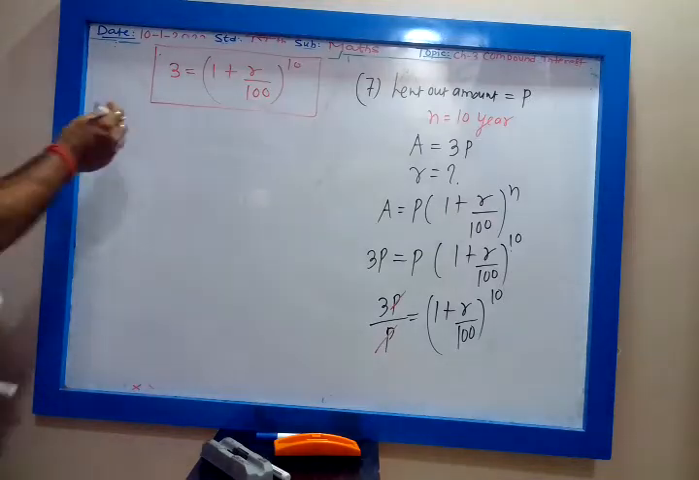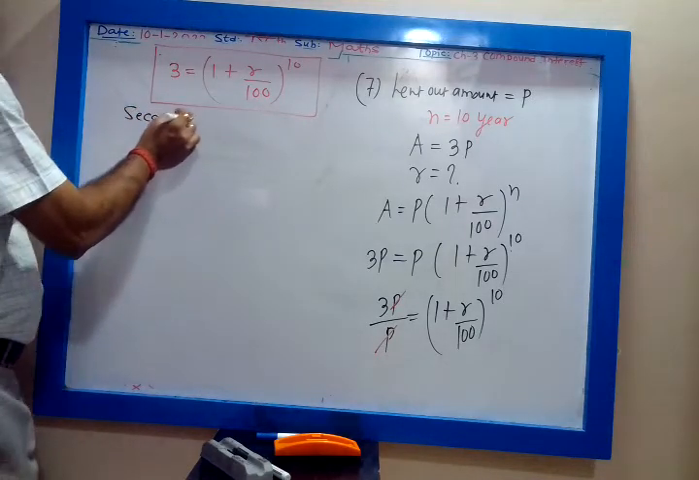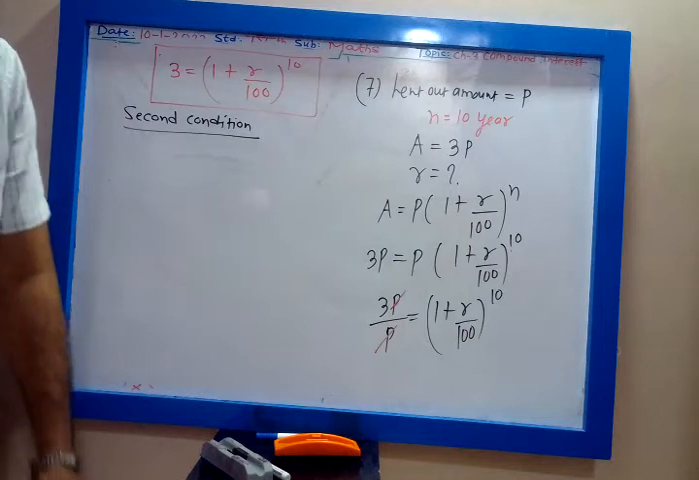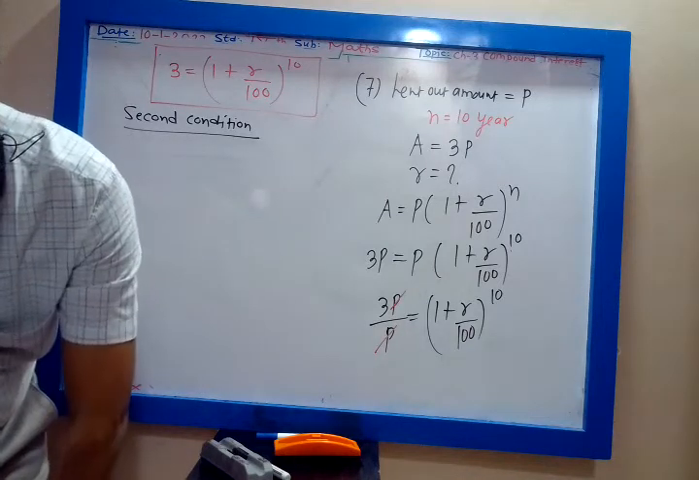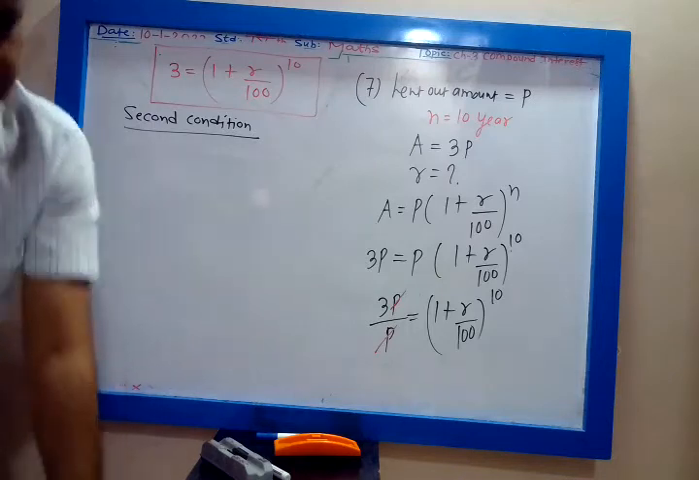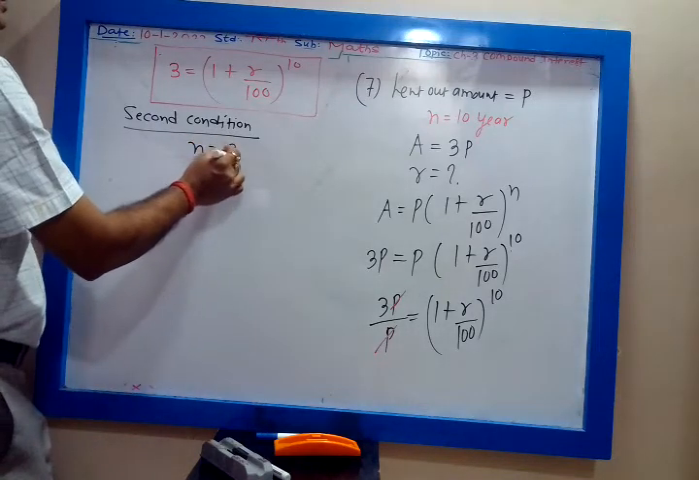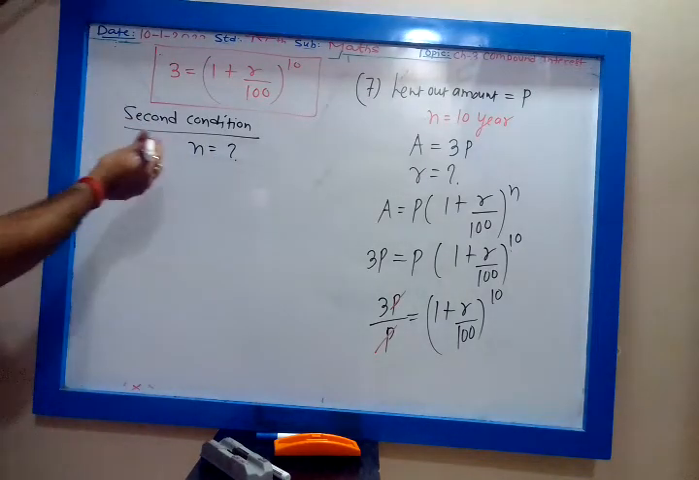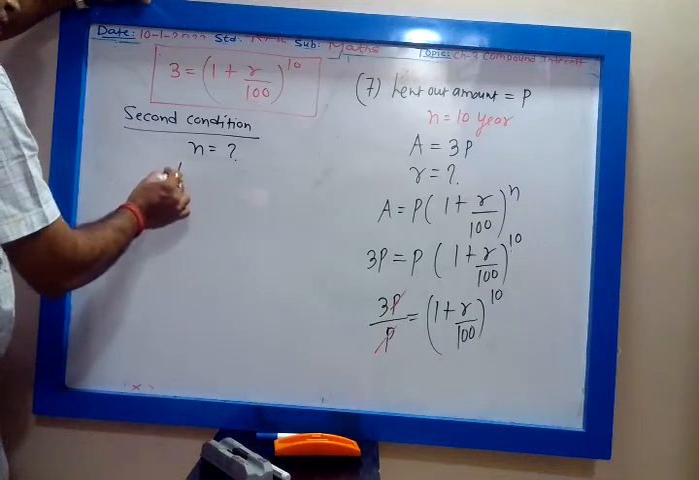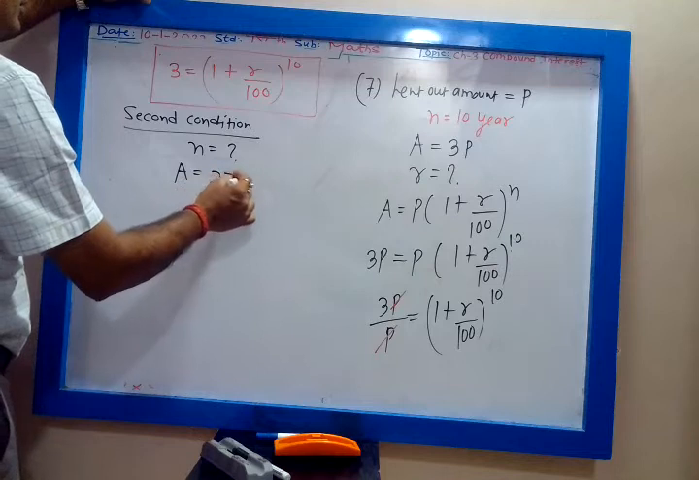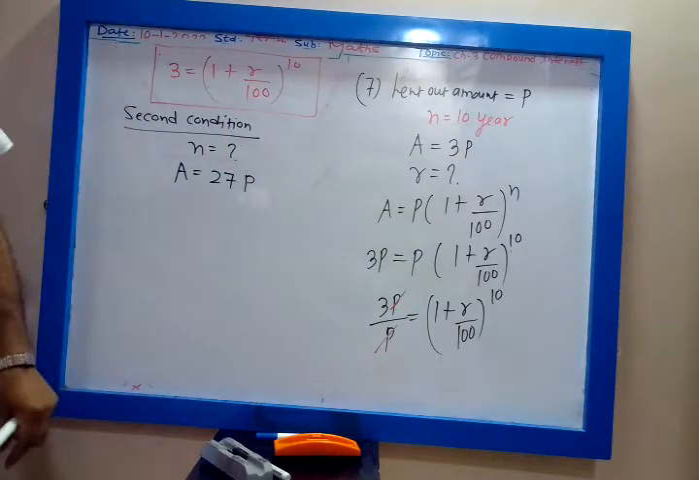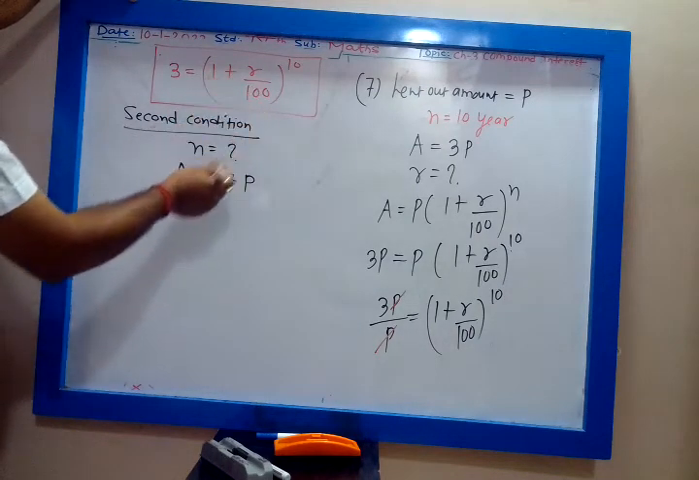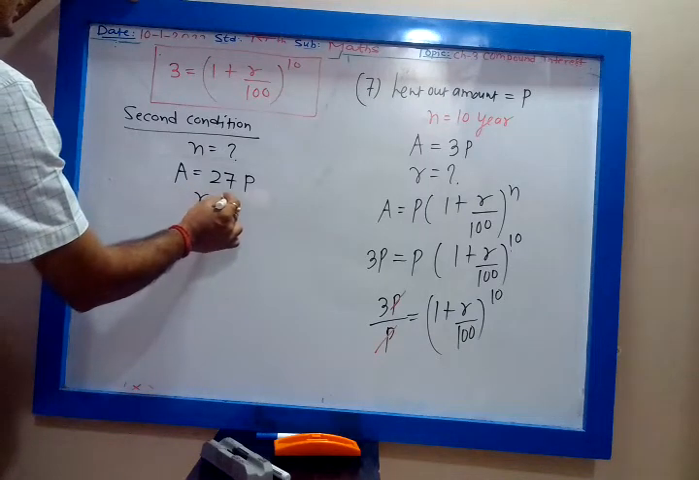Now what is given in the second condition? Find in how many years. Duration is not given. The money will become 27 times of itself. So amount A will be 27 times of itself, 27P, with the same rate of interest. Again, rate of interest is not given. So we will keep R only.